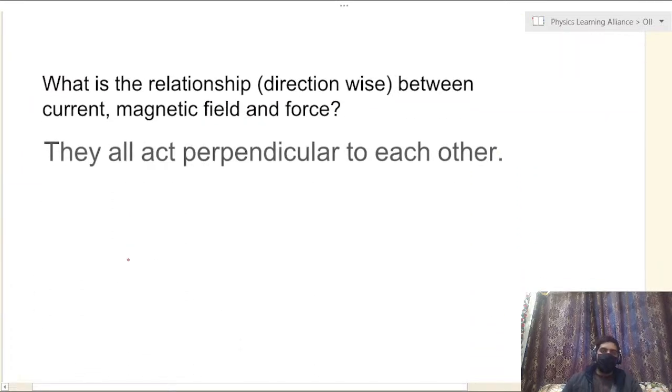So basically, current, magnetic field, and force all act perpendicular to each other. This is a very important step. If you have to find the direction of force in a certain case, you can reduce the possible directions from 6 to basically only 2, if you know that current, magnetic field, and force all act perpendicular to each other.